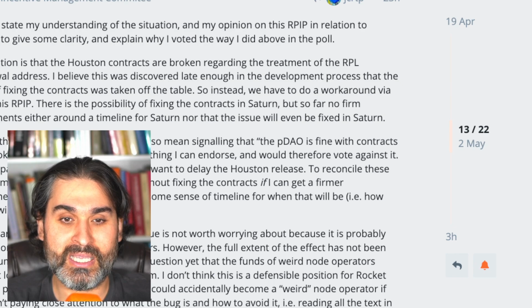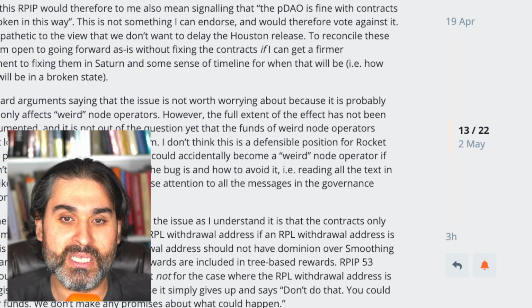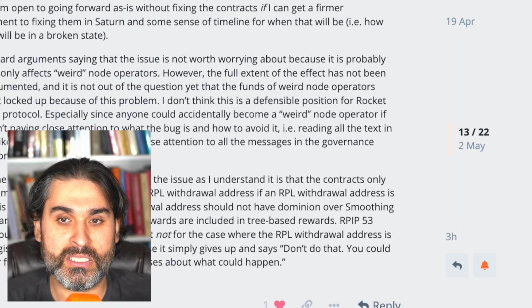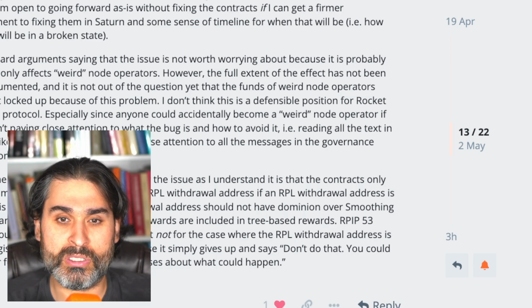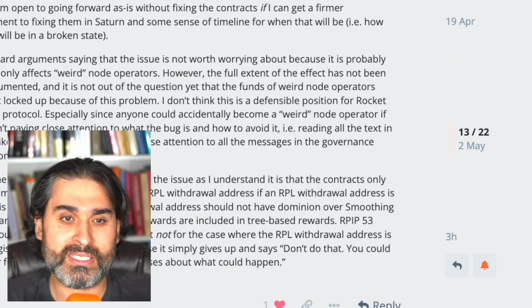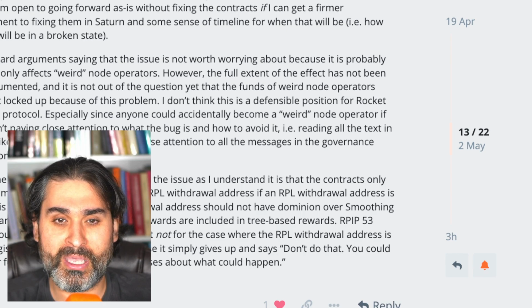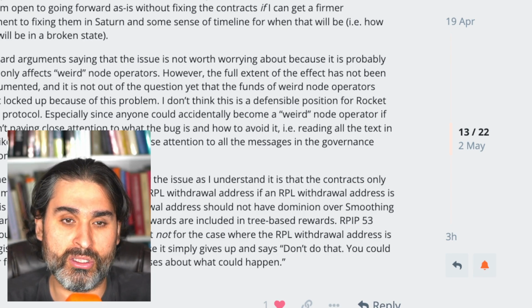I've heard arguments saying that the issue is not worth worrying about because it's probably rare and only affects weird node operators. However, the full extent of the effort has not been fully documented, and it's not out of the question yet that the funds of weird node operators could get locked up because of this problem. I don't think this is a defensible position for Rocket Pool as a protocol, especially since anyone could accidentally become a weird node operator if they aren't paying close attention to what the bug is and how to avoid it. Reading all the text in the RPIP in detail and or paying close attention to all the messages in the governance channel on the Discord.